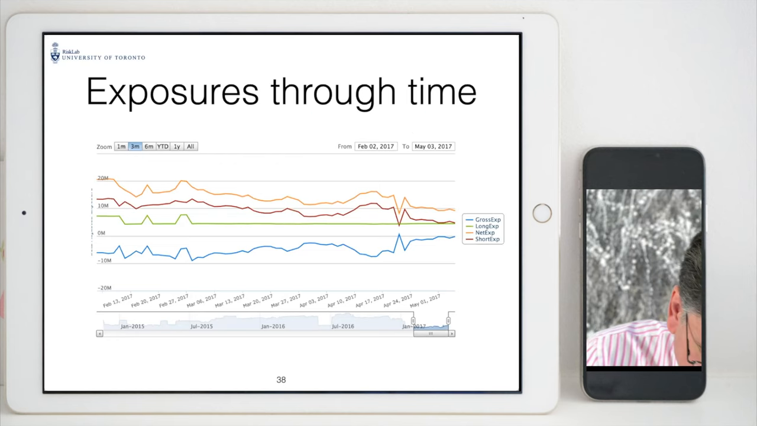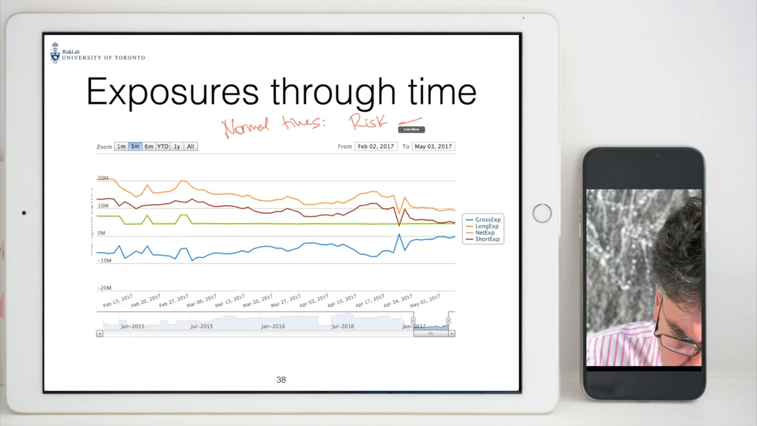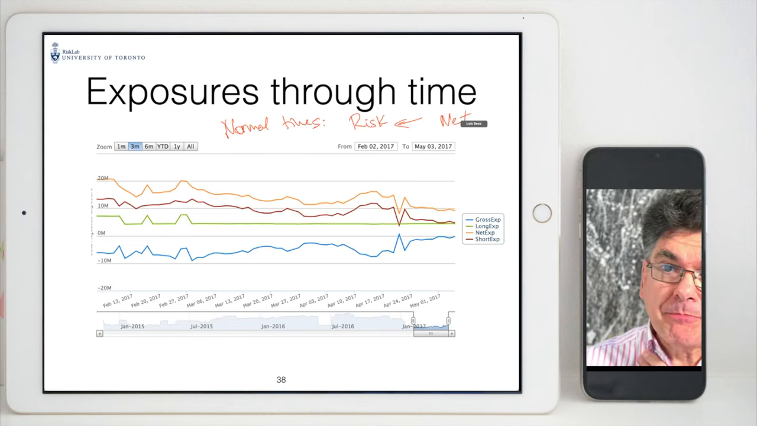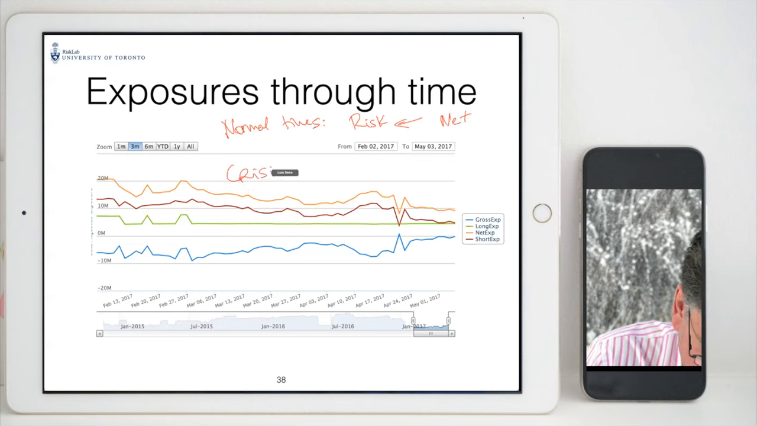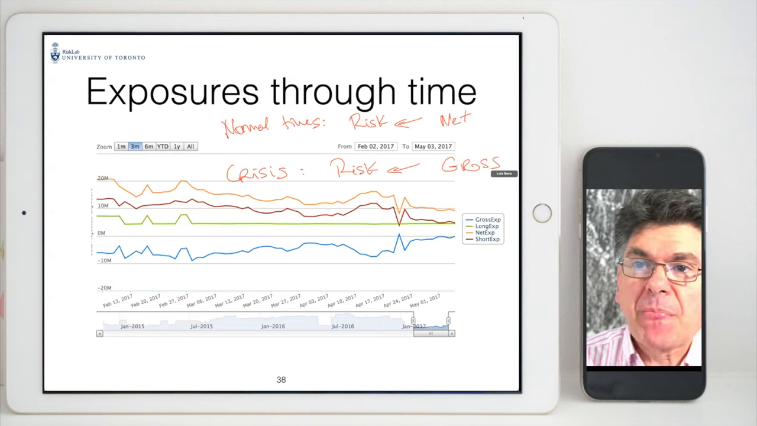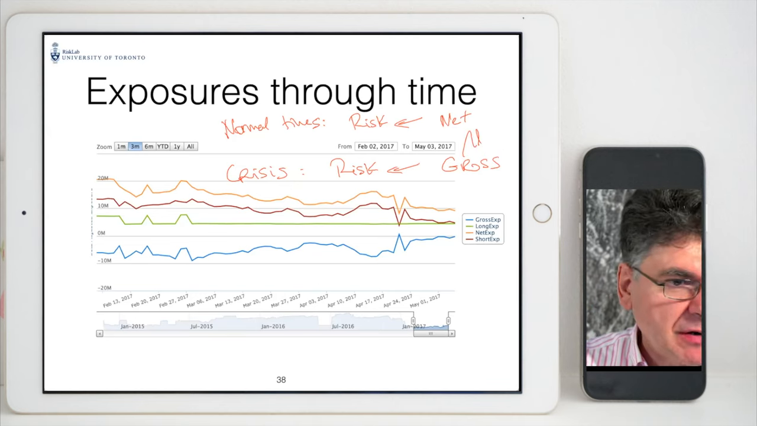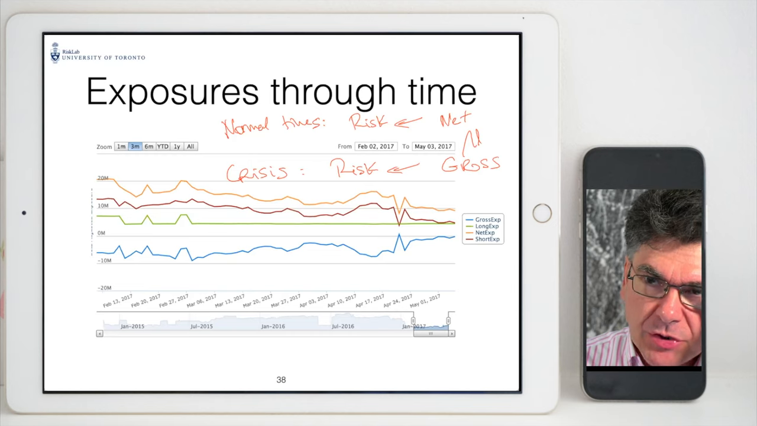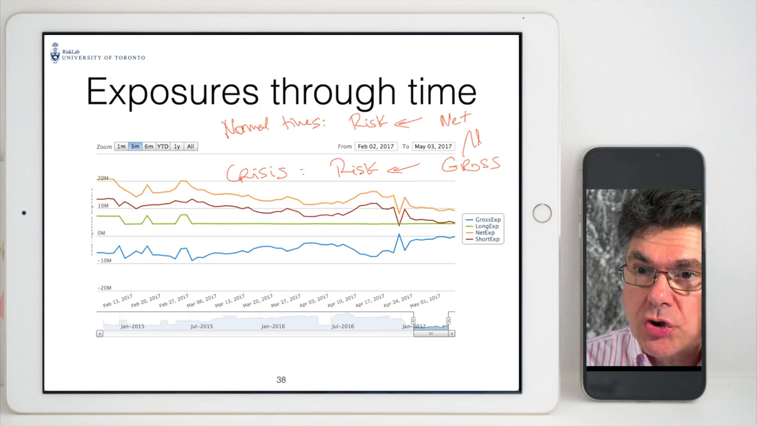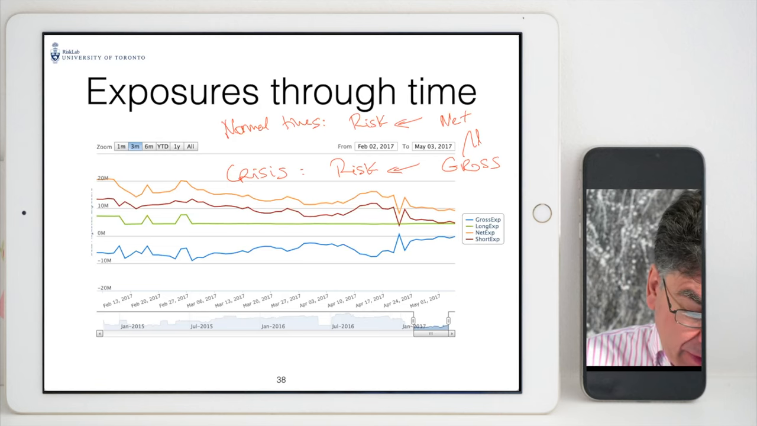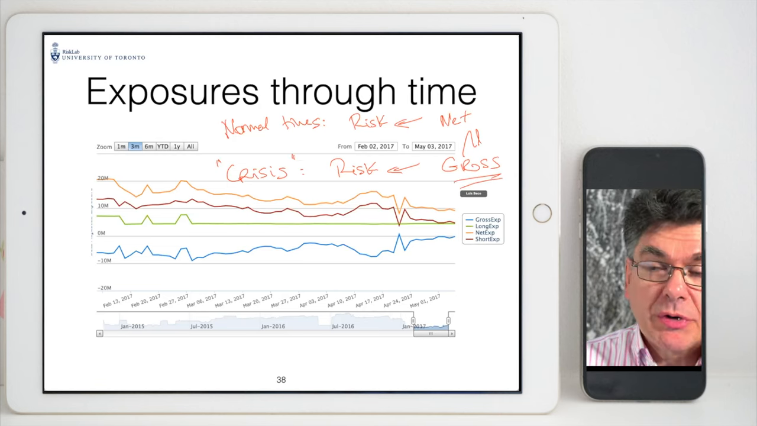So in normal times, your risk comes from the net exposure. In times of crisis, your risk typically comes from the gross exposure. And gross is always bigger than net. Sometimes it's a lot bigger than net. We just saw it. Sometimes in our case it was three times, right? So that's why it's very important to keep track of the exposures, gross and net, and maybe even over time. And the reason is when something bad happens, a crisis, your risk is a lot bigger than you think.